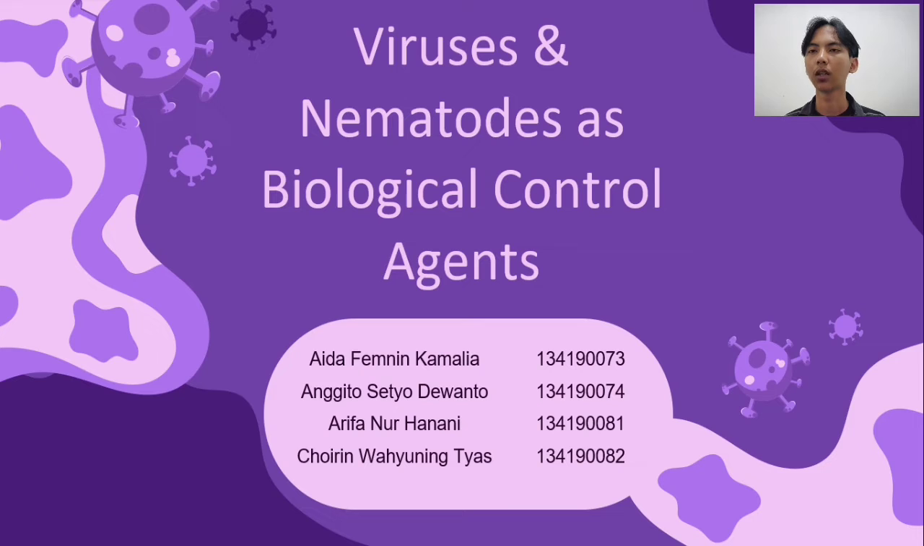Before starting the presentation, I will introduce our group members. The first, Aida Femnin Kamalia, with student number 073. Second, Anggito Dewanto, with student number 074. The third, Arifa Nur Hanani, with student number 081. And the fourth, Choirin Wahyuning Tyas, with student number 082.